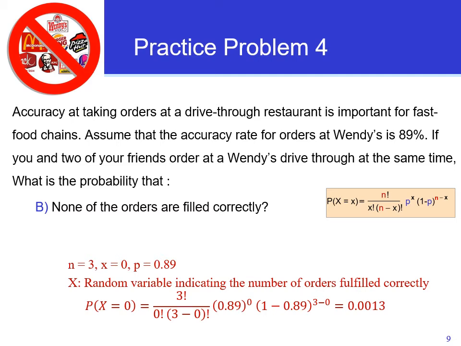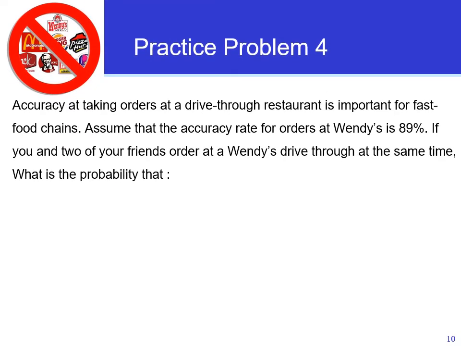So the probability is 0.0013, which is a very small number. So that means that it is very unlikely that none of you get your order fulfilled correctly, or it means that there is a little chance that none of you get the order filled correctly. Let's see the next part of this practice problem.